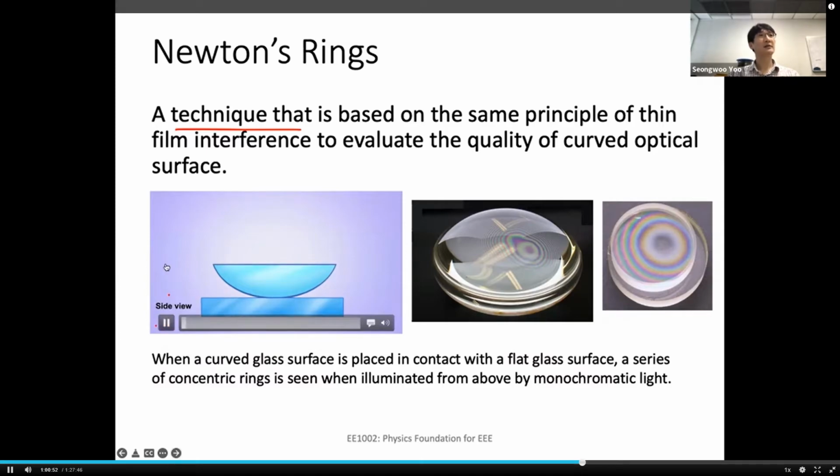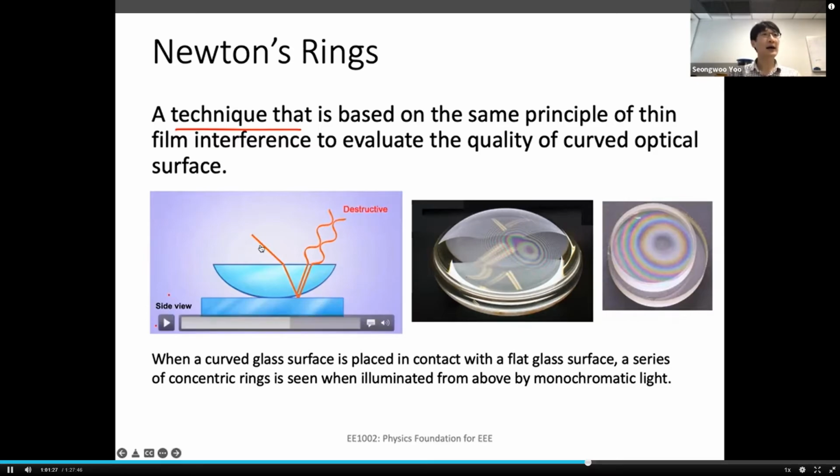All right, so here in this Newton's ring, we can draw two waves, reflected by this curved interface, and then reflected by this flat interface. Depending on their optical path length difference, we can have constructive interference, or we can have destructive interference.